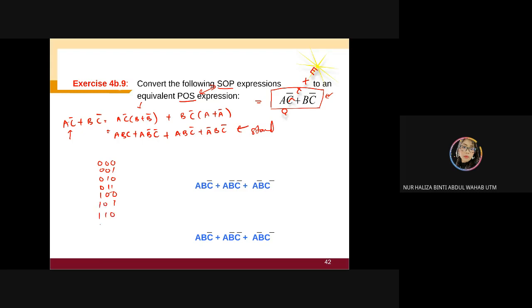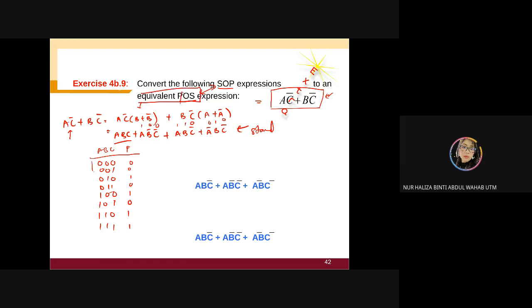Okay, this one. This one will be 100, 1001. This one is 110, 1101. 010 here. The rest will be 0. So after I get this truth table ABC, the question asks me to convert to POS.